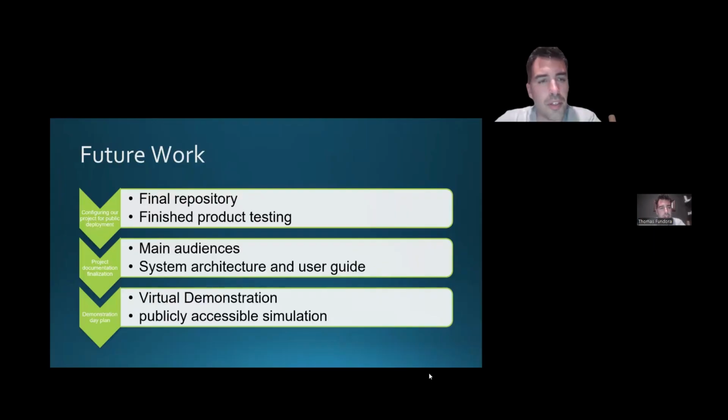So for future work, obviously these are things that we've already accomplished, but the ultimate goal was to create a final repository and to finish product testing, stress test the system and simulator, in search of gremlins, make sure everything that we say it's going to do, it's going to execute, and obviously test the parameters to make sure that it's accomplishing what we say it's going to accomplish.